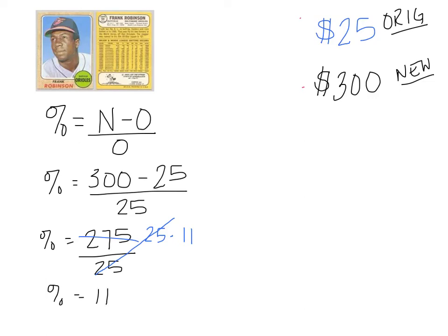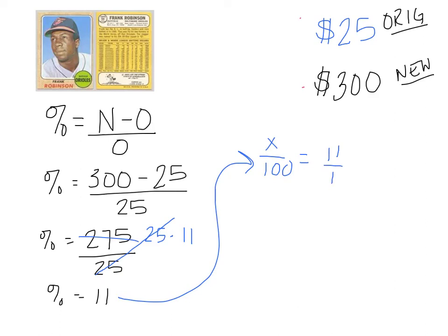So let's think about this for a minute, because we think we're done, but let's use some logic. Going from 25 to 50 would be 100% increase. But I went from 25 to 300. That means it's way more than 100% increase. So what I have to remember is that this percent is really x over 100 equals 11 over 1.